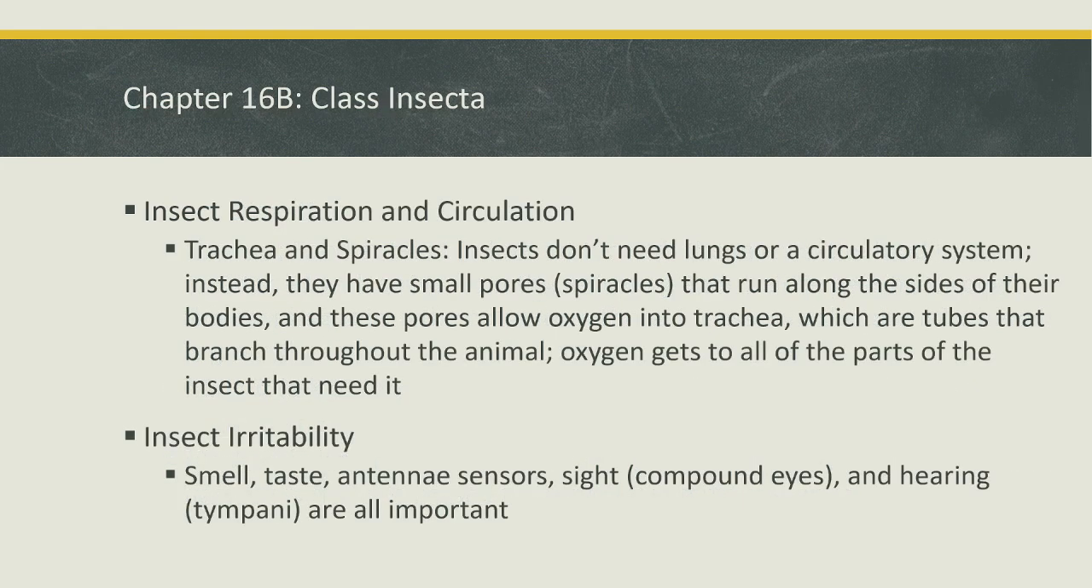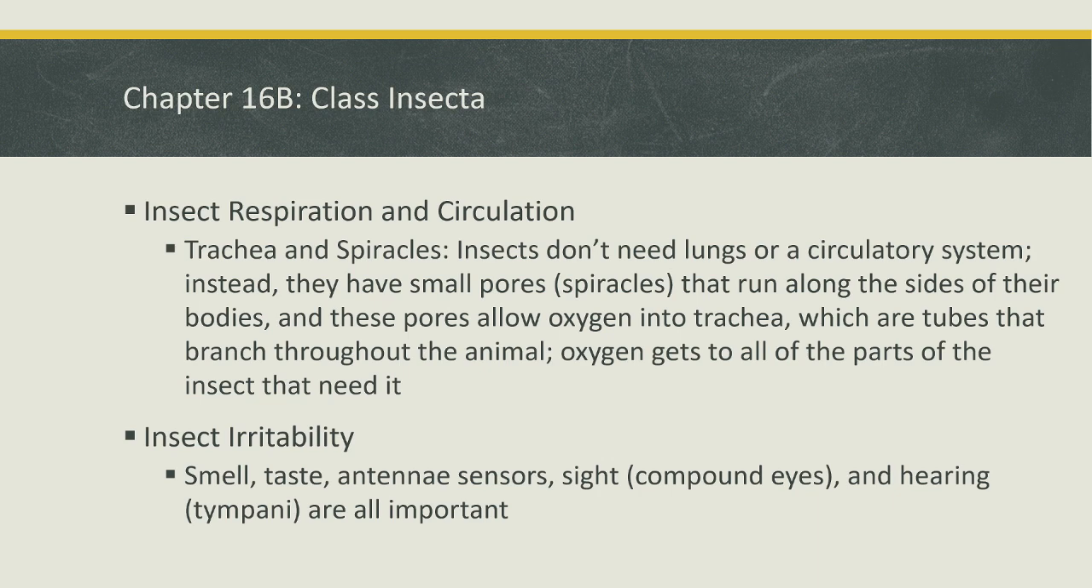And then respiration and circulation. There are two structures to talk about here, two terms: trachea and spiracles. Insects don't need lungs or circulatory systems. They don't have blood flowing through them. I mean, some of them do. No, wait, hold on a second. Arthropods, beetles, yeah. They don't need lungs. That's largely what it is. The circulatory system plays a role, but the trachea plays a larger role in what's going on here.